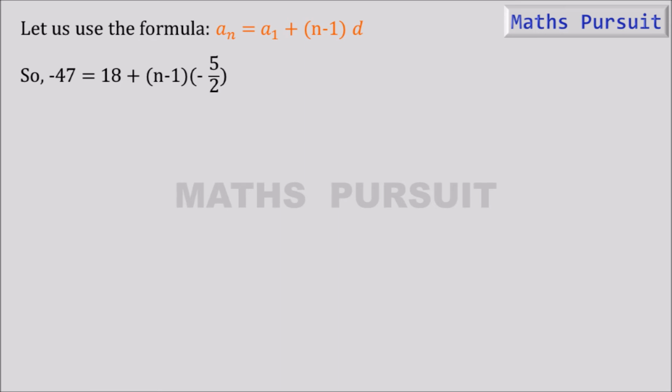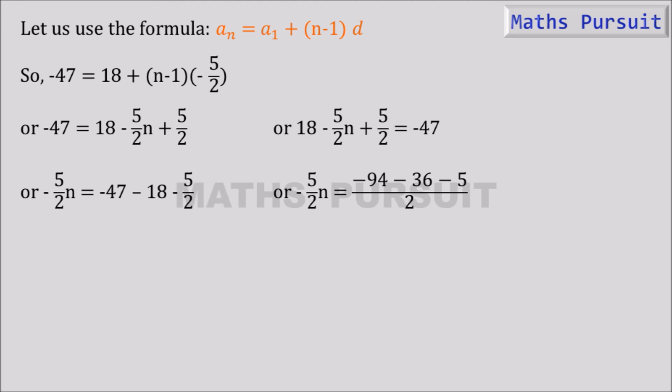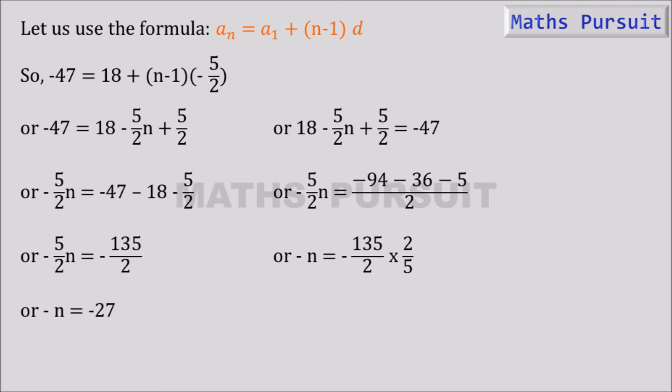So replacing the values in this equation, we get minus 47 is equal to 18 plus n minus 1 into minus 5 by 2, or minus 47 is equal to 18 minus 5 by 2 n plus 5 by 2, or 18 minus 5 by 2 n plus 5 by 2 is equal to minus 47, or minus 5 by 2 n is equal to minus 47 minus 18 minus 5 by 2, or minus 5 by 2 n is equal to minus 94 minus 36 minus 5 by 2, or minus 5 by 2 n is equal to minus 135 by 2, or minus n is equal to minus 135 by 2 into 2 by 5, or minus n is equal to minus 27, or n is equal to 27.